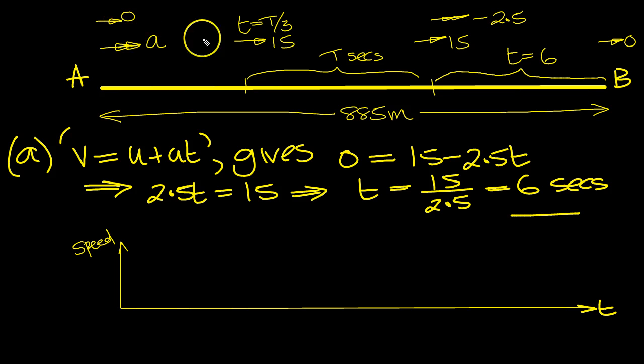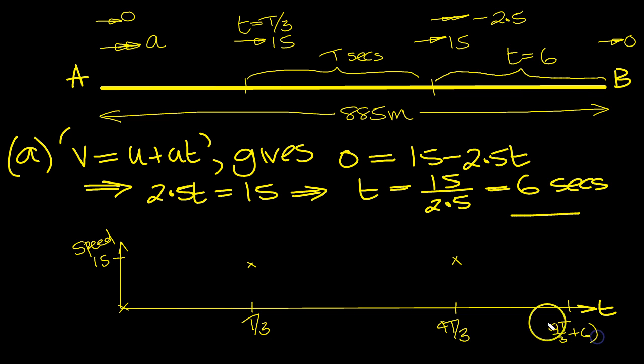Okay, well it starts at 0 here at time t equals 0, and then it goes up to 15 at time t equals t over 3, and it reaches a speed of 15. Then it carries on at that same velocity for t seconds over to here. If you add t onto t over 3, you get 4t over 3, and it still is at 15 meters per second. Then it decelerates in 6 seconds, so this time here is 4t over 3 plus 6, and it goes down to 0, stops, comes to rest.